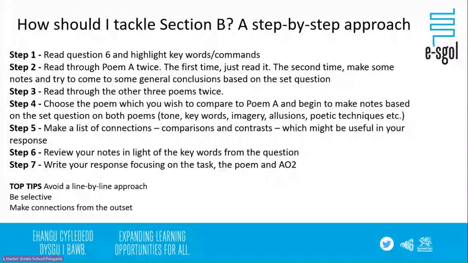So another step-by-step approach then for this particular question. Again, this can all be found in previous recordings. Step 1 is to read the question and highlight the keywords or commands. You will be asked to look at a specific thing. Step 2 then is to read through poem A twice. Okay, so you 100% have to use poem A. That is the mandatory poem. So we need to make sure that we are familiar with that particular poem.